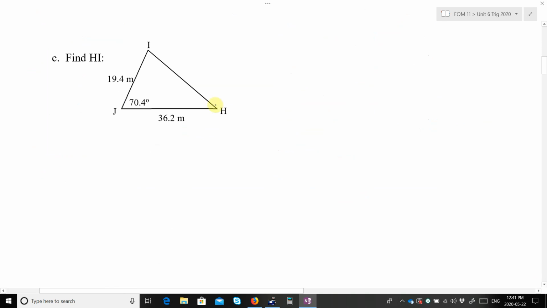It wants us to find HI, which is this side here. We have this 70.4 degree angle, so we label that A. Across from capital A is little a, and that's what we want to find. So then we can call this B and this C. And I would say a squared is equal to b squared plus c squared minus 2bc cos A.